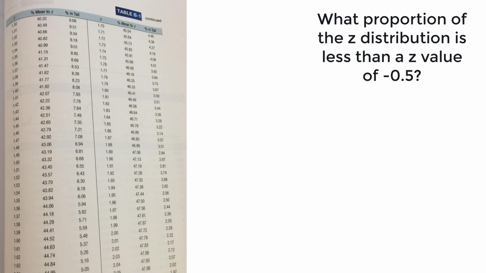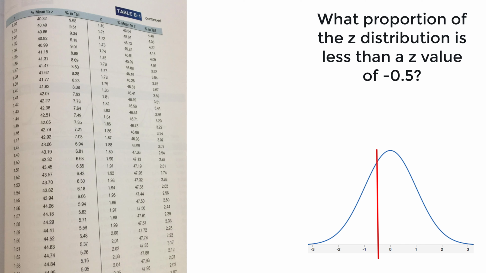What proportion of the Z distribution is less than a Z value of negative 0.5? Again, I'll start by sketching my Z distribution. Negative 0.5 falls around here, and I want the area less than that value. Our Z table only contains positive numbers, so I can't look up negative 0.5.